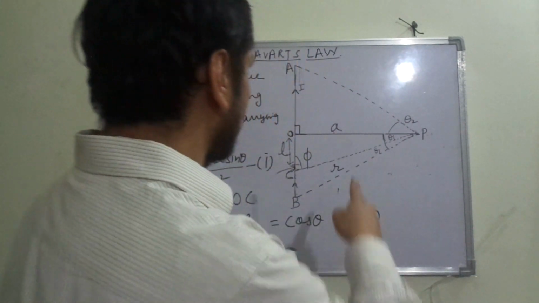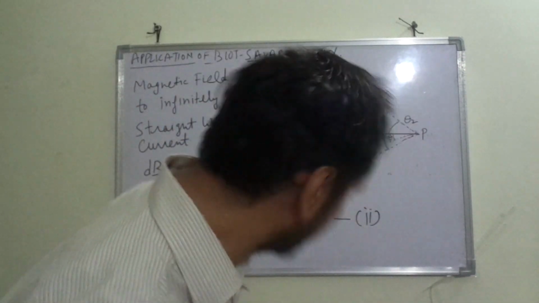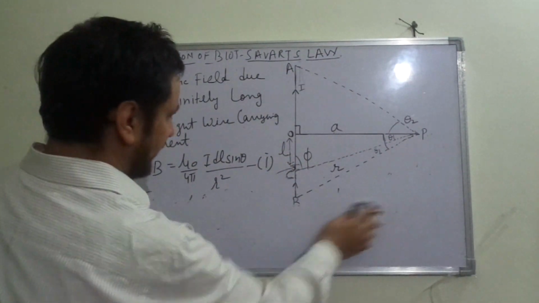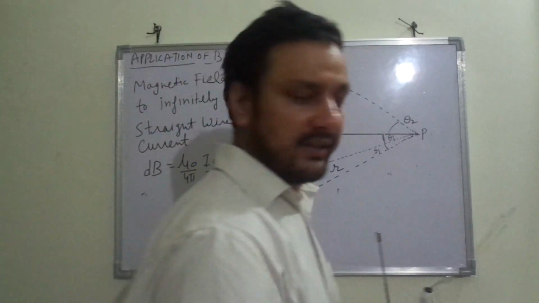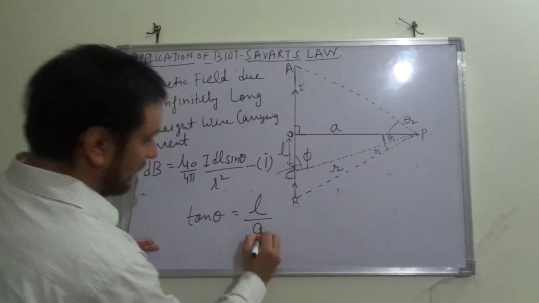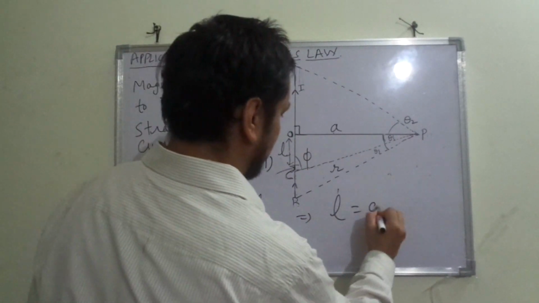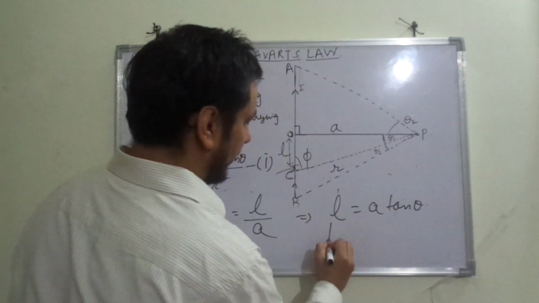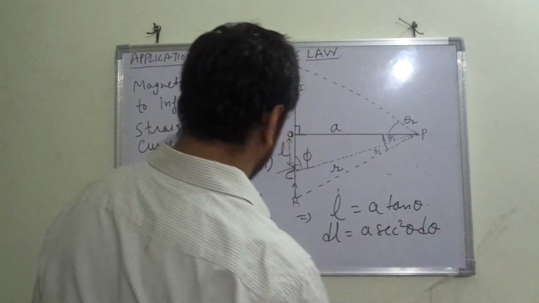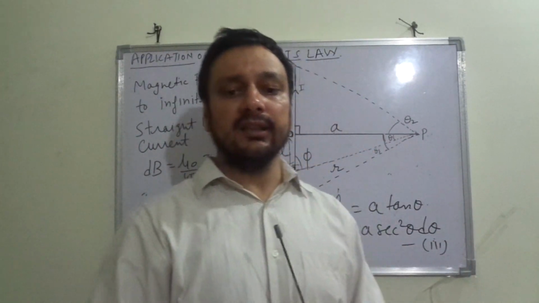Now we have to see tangent theta also. What will be tangent theta? Tangent is perpendicular upon base. So tangent theta here will be L upon A. From here we can get L equal to A tangent theta, and for small element dl it will be A secant square theta d theta. Let this be your third equation.